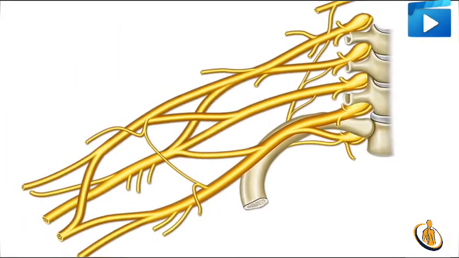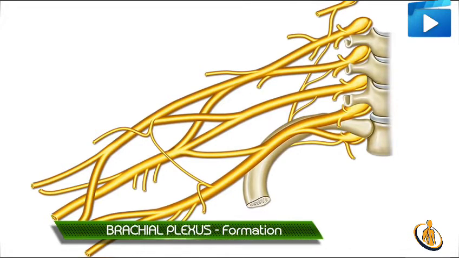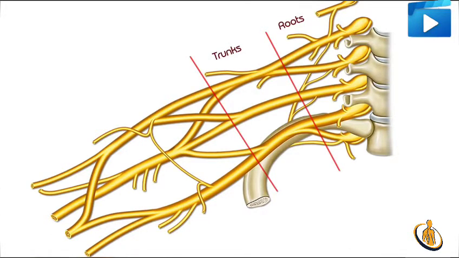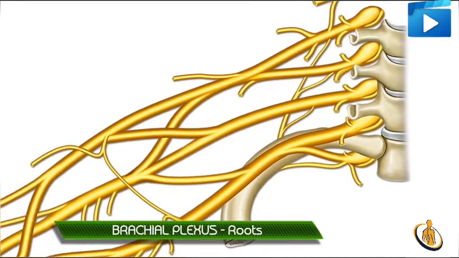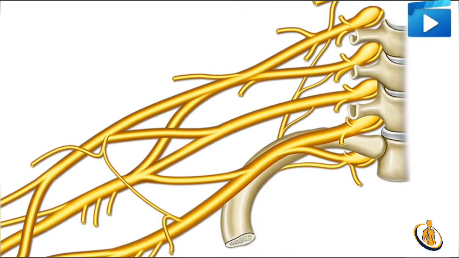We will discuss the formation of the brachial plexus under the following headings: roots, trunks, divisions, cords, as well as branches. So let us discuss the roots of the brachial plexus. The roots of the brachial plexus are derived from the anterior rami of C5, C6, C7, C8 and T1. The origin of the brachial plexus may shift one segment upwards or downwards, resulting in a prefixed or a postfixed plexus respectively.